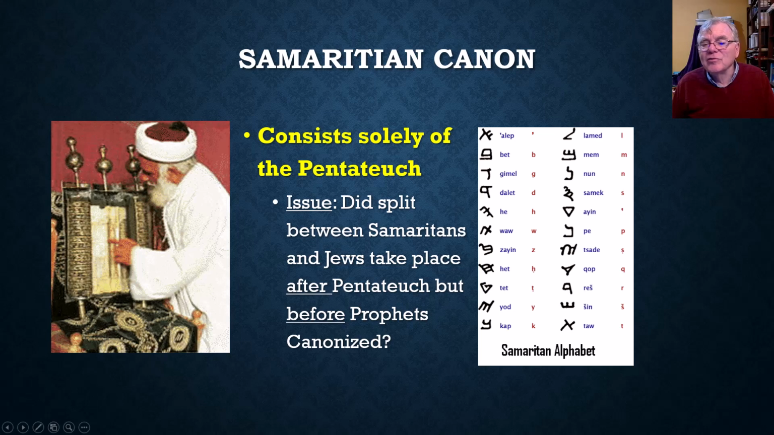You might see here the script. Those of you that may have studied Hebrew will notice that the Hebrew alphabet that the Samaritan Pentateuch uses is rather different than the traditional texts that we have in our printed Hebrew Bibles.